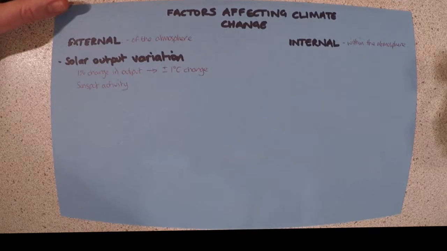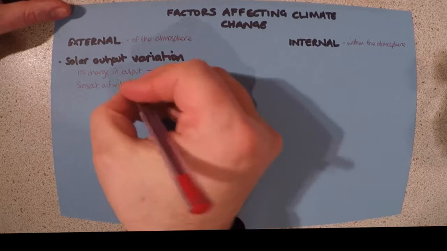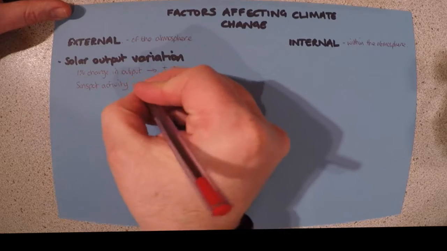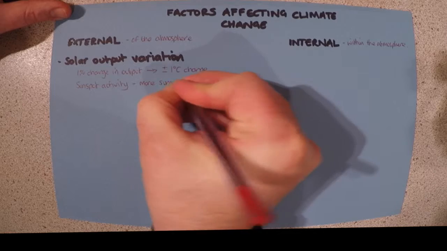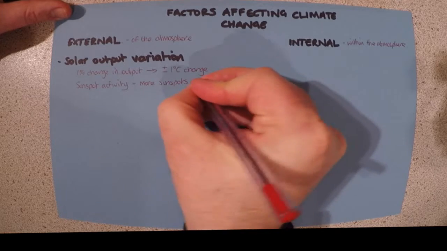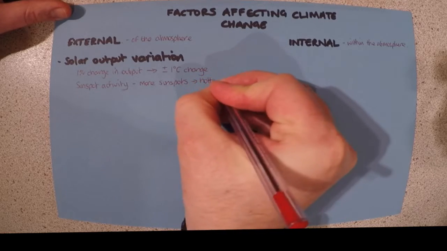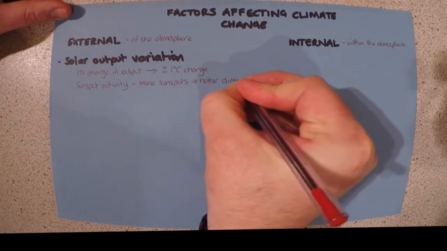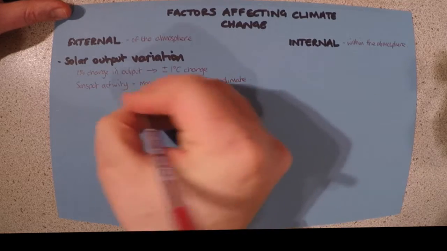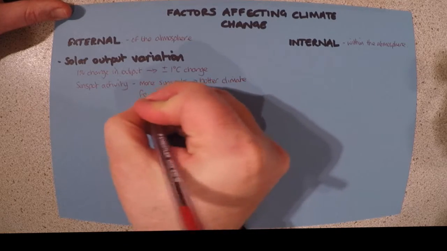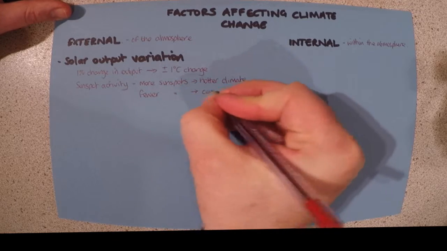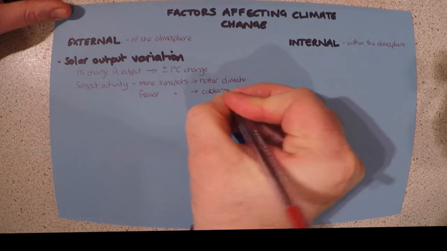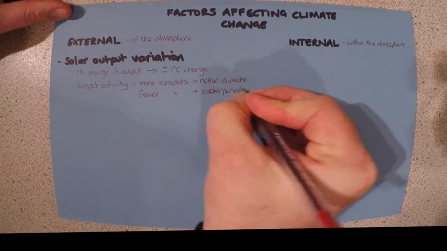Something else in terms of solar output variation as well is a phenomenon known as sunspot activity. On the surface of the sun, there are these things known as sunspots, and the basic rule of thumb is more sunspots are going to lead to a hotter climate. Conversely, of course, fewer sunspots lead to cooler periods.